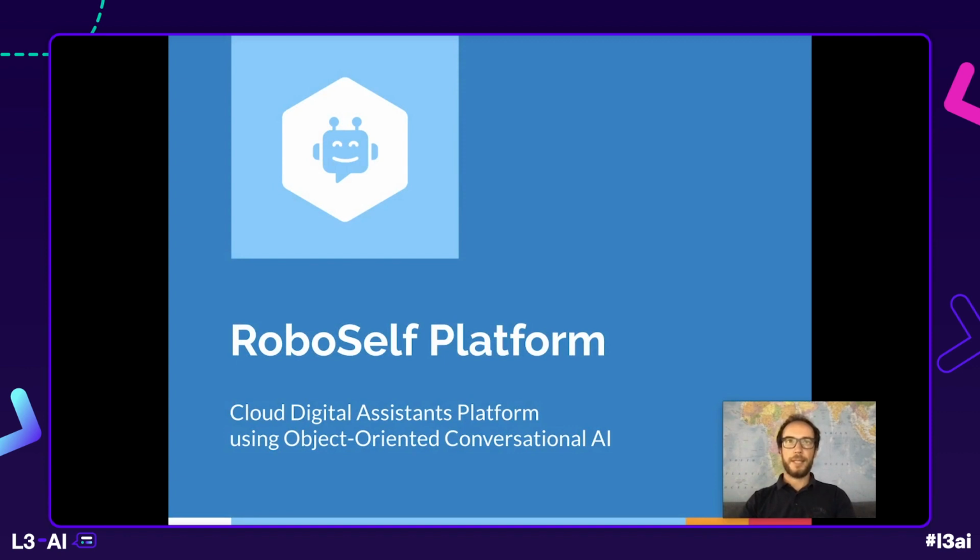Okay, in these 10 minutes, we've only been able to look at the tip of the iceberg in terms of what object-oriented conversational AI is and what it can do, and in helping us simplify the development of digital assistants. At RoboSelf, we have developed a fully managed cloud digital assistant platform that uses object-oriented conversational AI. It is currently in beta, and we're going to look briefly at some of the key features we offer.